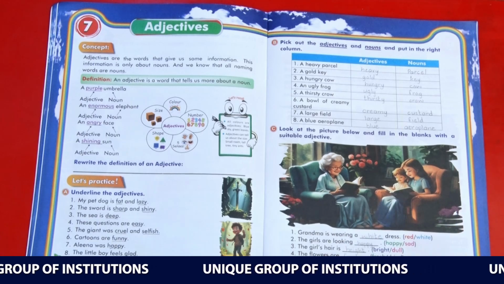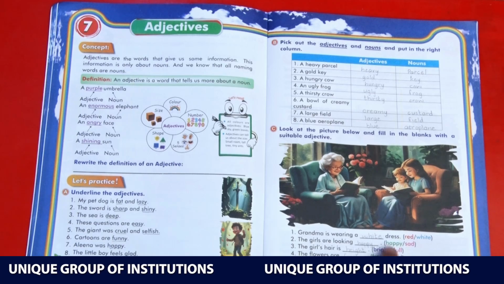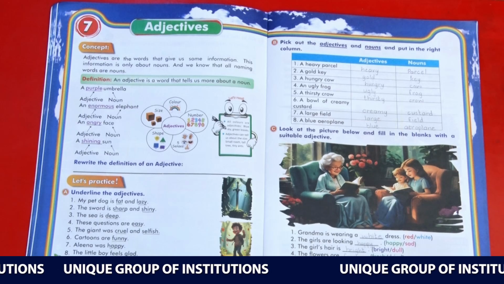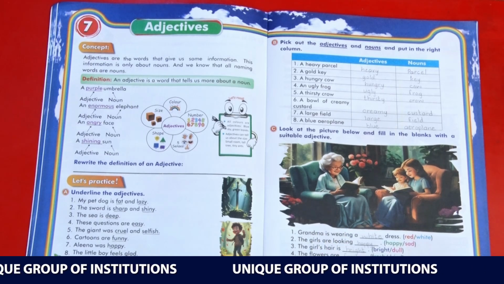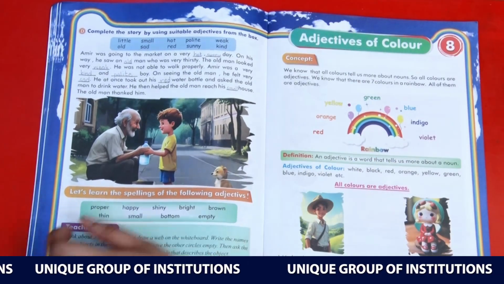So we will say the girl's room is bright. The flowers are fresh or dried. We have fresh flowers here, so we'll write fresh. The room is beautiful or ugly. We will write beautiful here. Now turn your page and you have a story here.